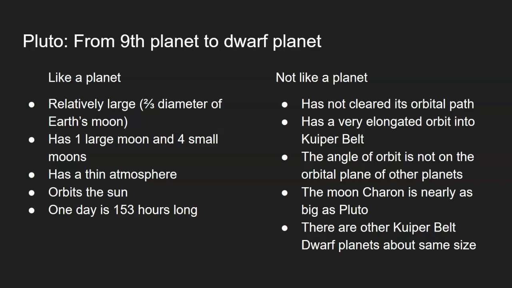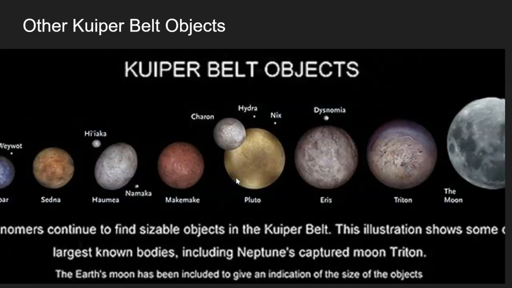There are other Kuiper Belt dwarf planets about the same size. Makemake and Ceres are actually quite similar in size, and there are other ones that they think are as big as Pluto out there as well. Here is a list of a whole bunch of other Kuiper Belt objects. Astronomers continue to find sizable objects out there, and this shows some of them.